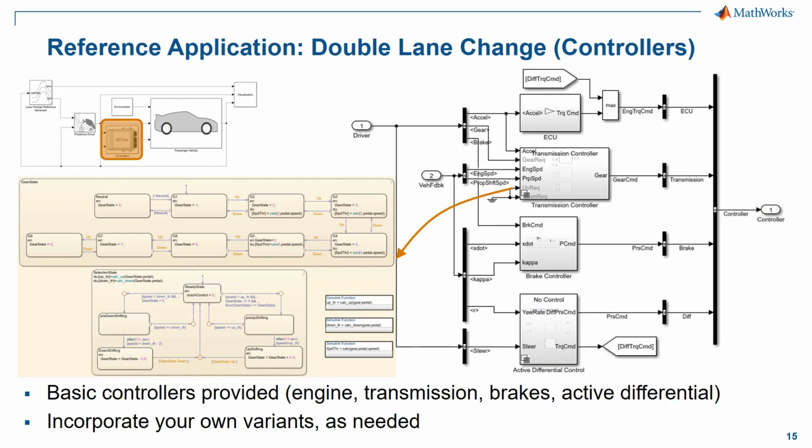Next up is the controllers. So in this section, you can see that we have some different controllers for the engine, the transmission, the brakes, and the active differential. Now we provided some basic controllers for you here, like you can see the upshift, downshift strategy for the transmission controller, but this is all based on Simulink. So if you want to put your own controllers in here, this is intended as a starting point for you to customize and really put in your own controllers or your own plant models as necessary.